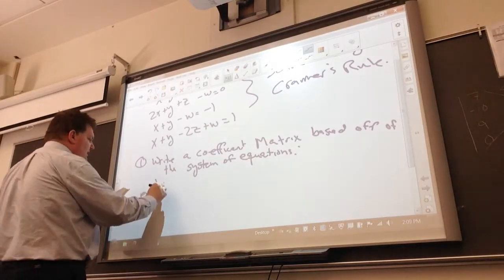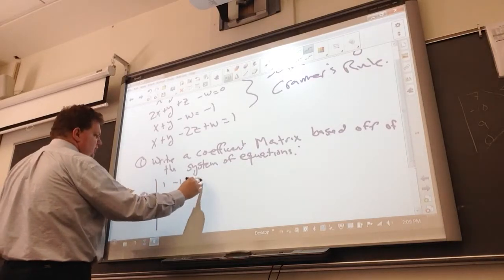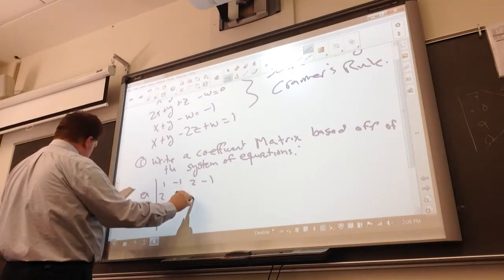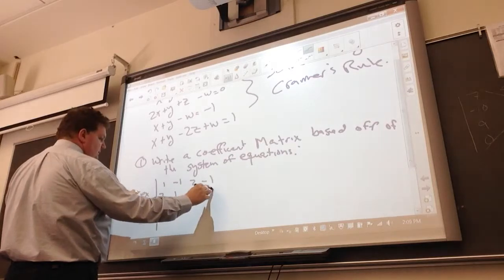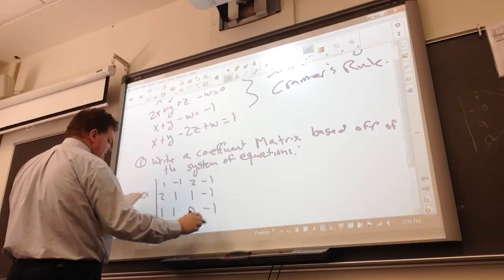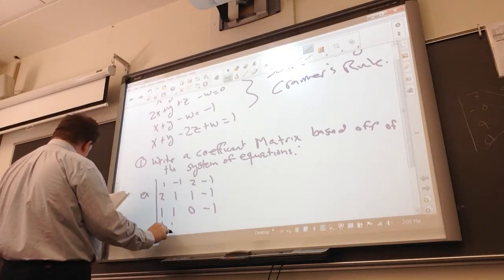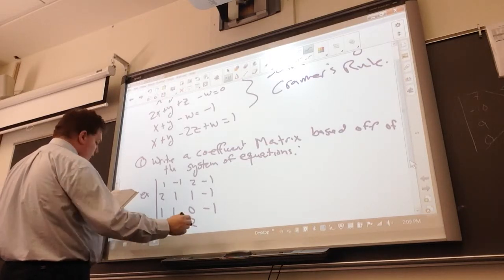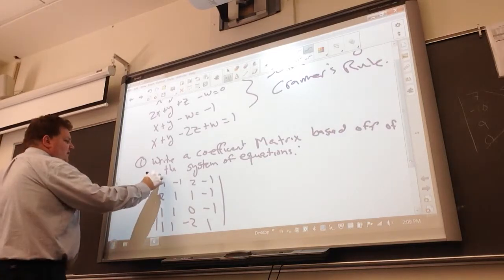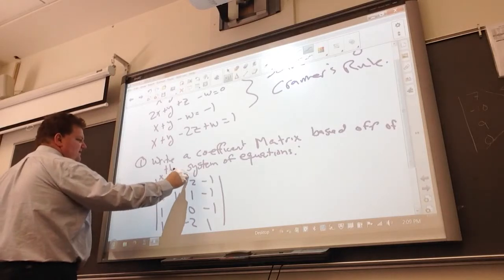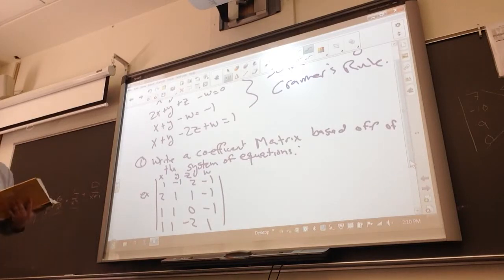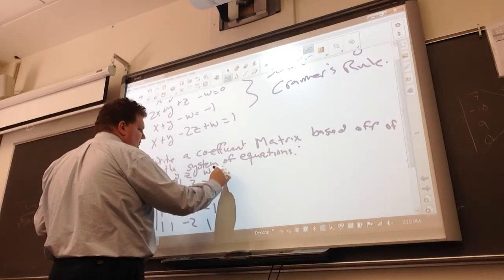It's going to be 1, -1, 2, -1, then 2, 1, 1, -1, then 1, 1, 0, -1, and then finally 1, 1, -2, 1. Basically, each of these columns is going to be a variable. This is my x column, my y column, my z column, my w column. And I'm also going to go ahead and augment this matrix with an extra column on the end, which I'm just going to call my answers column.